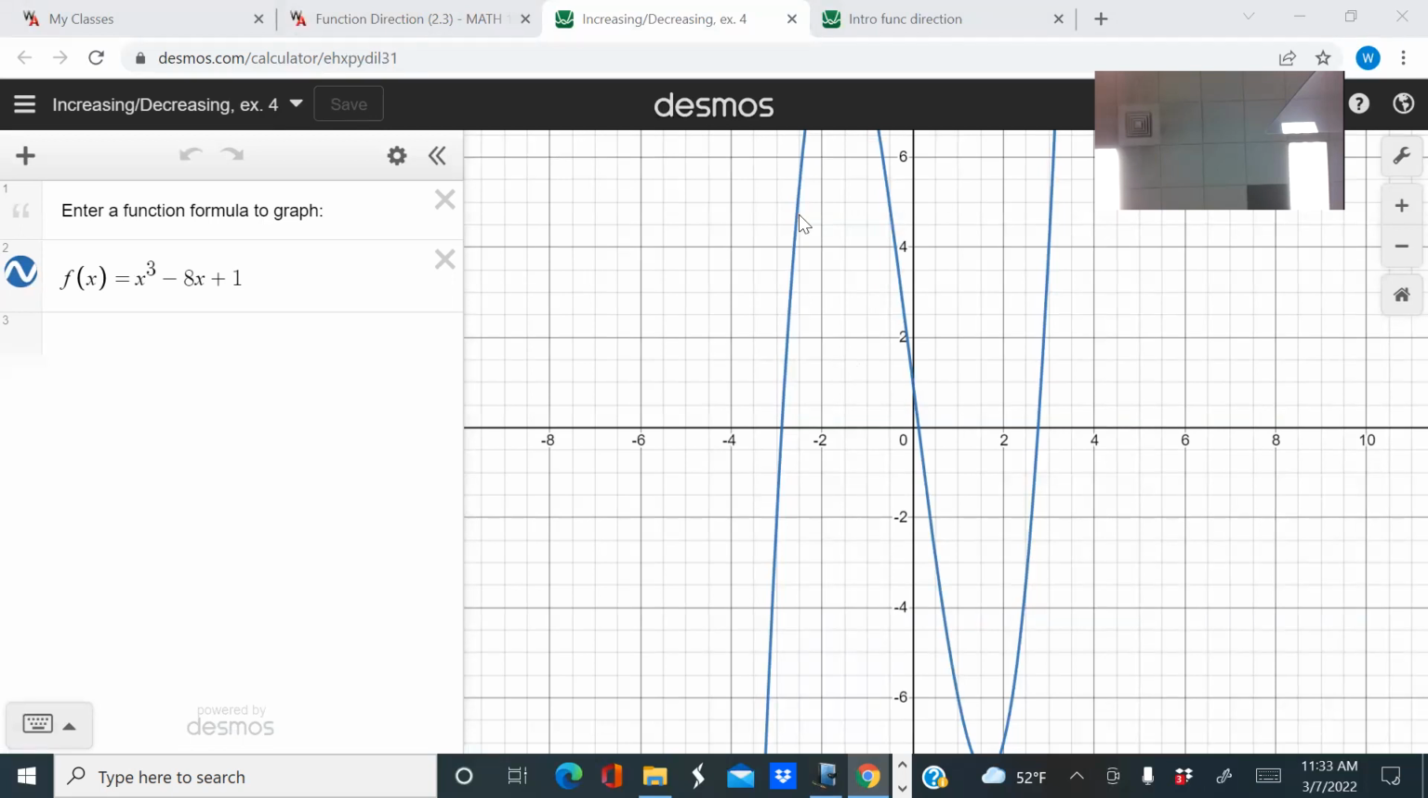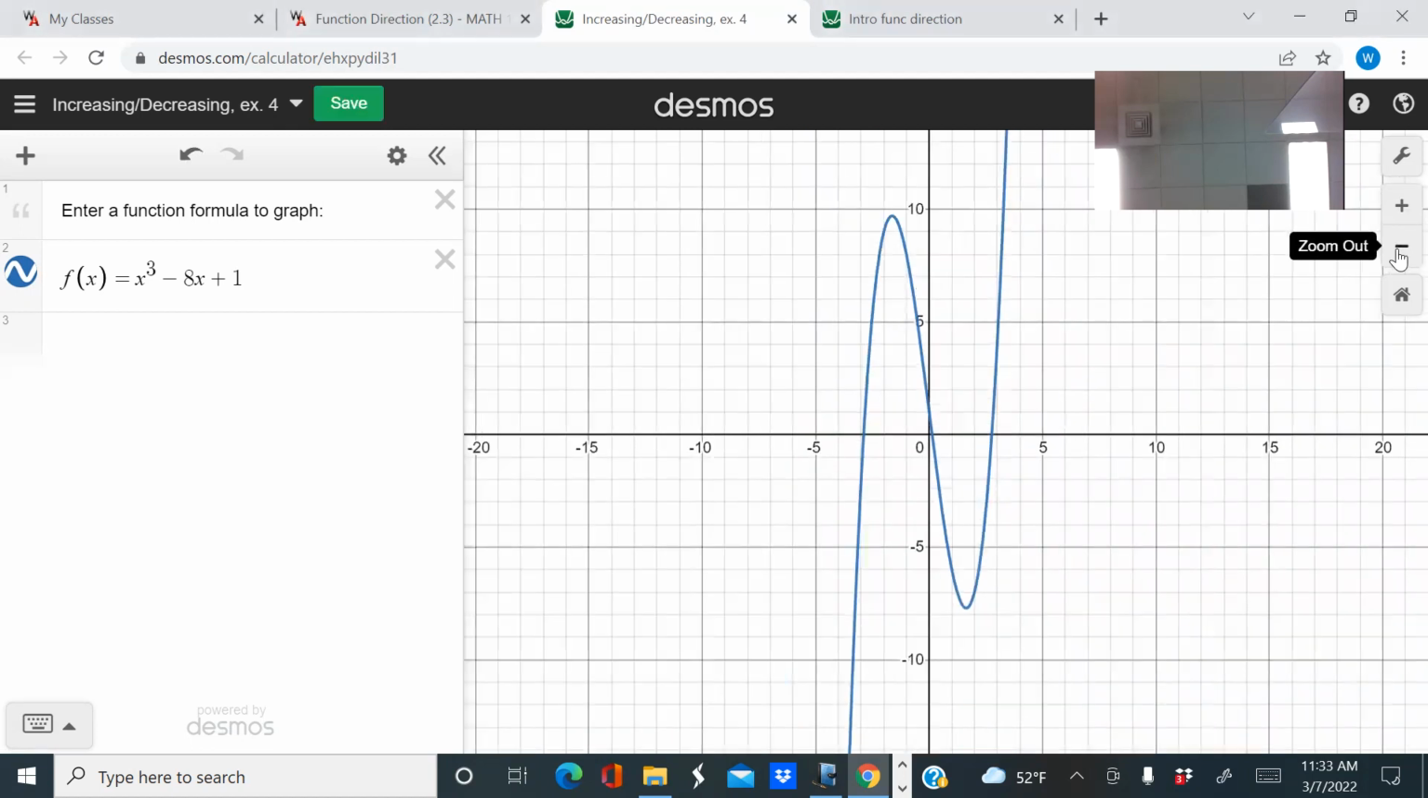One way, again, in this program, which is called Desmos, is you can just enlarge or decrease the picture. So you can zoom in or zoom out. If we zoom out a little bit, then that already gives us a fairly decent graph of this curve. I think it's enough there to answer the questions that we need to answer.